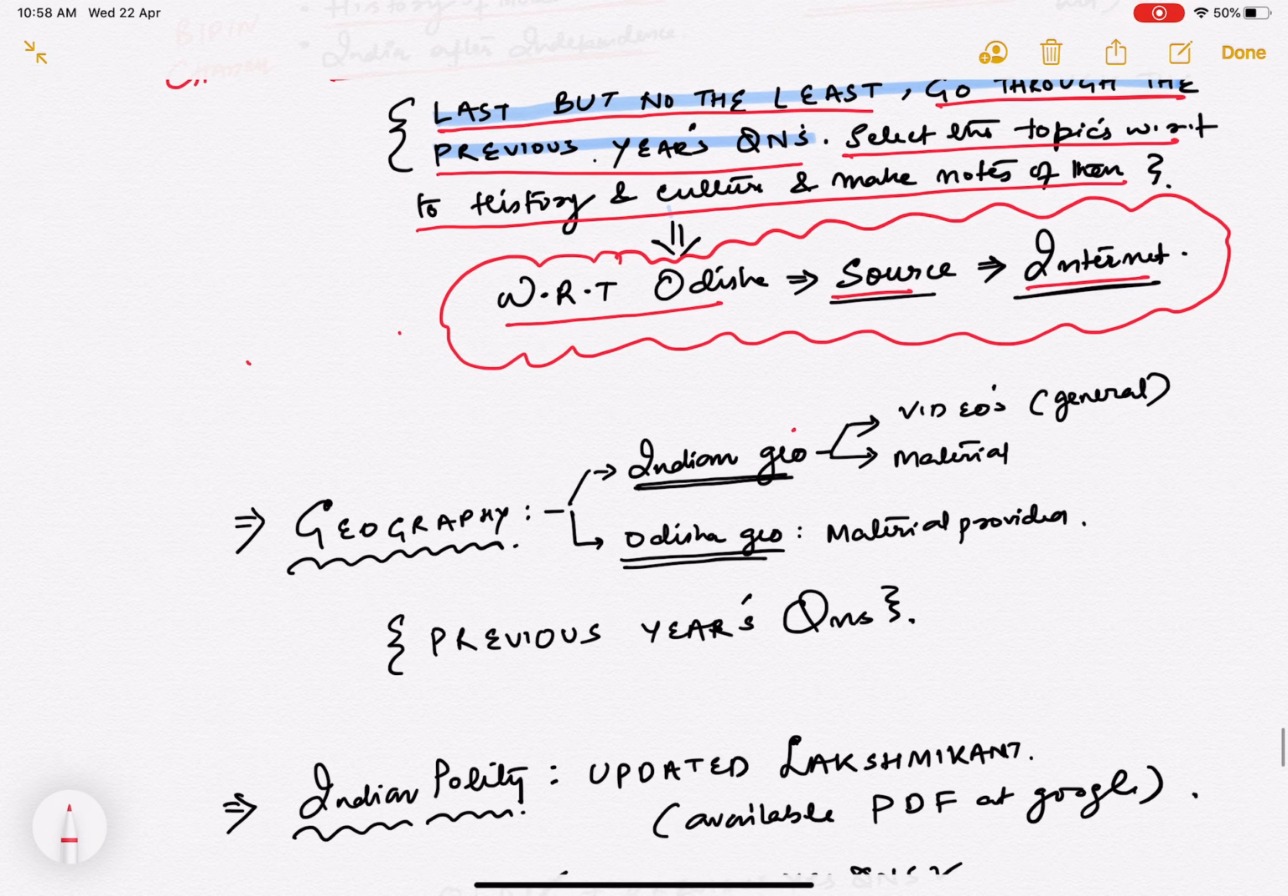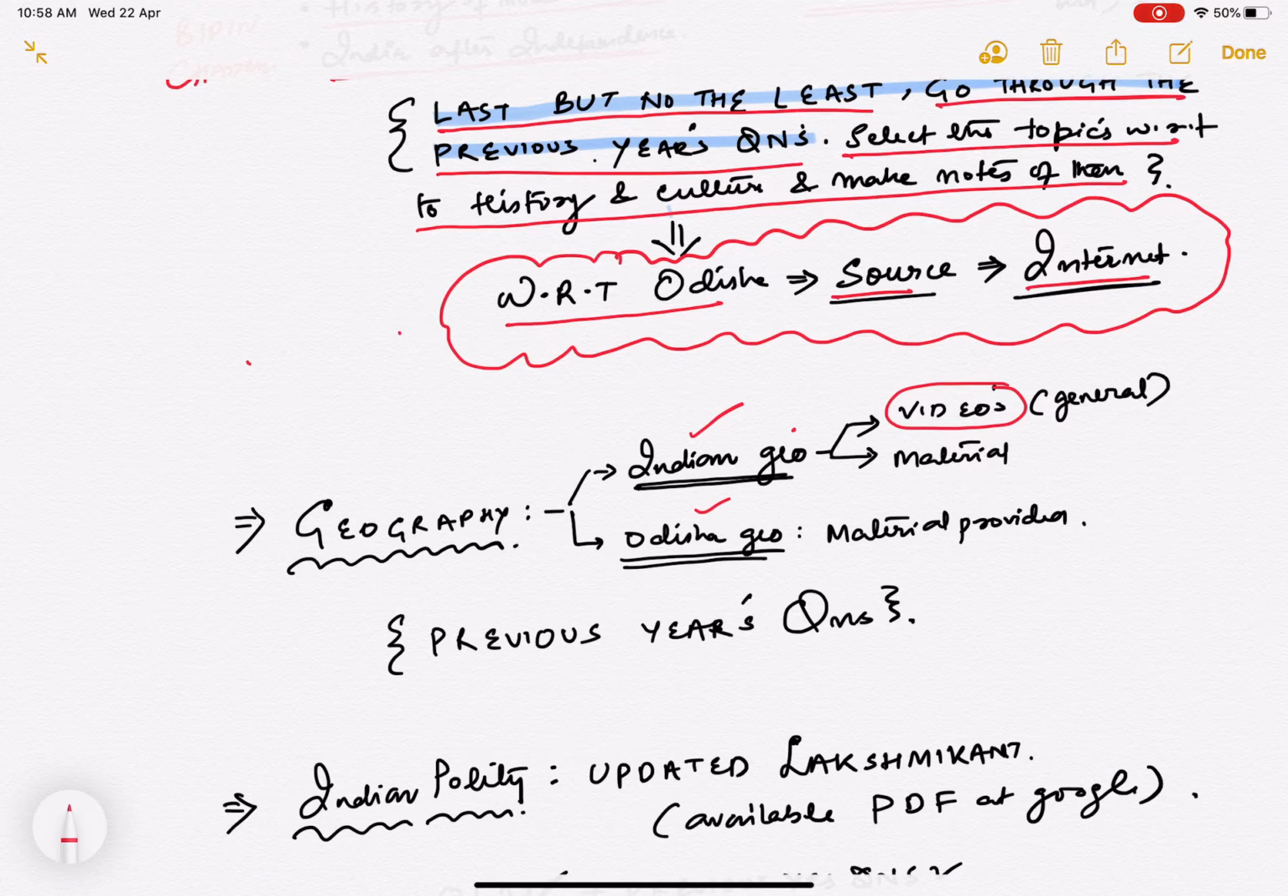Next, let's come to Indian geography. Geography again has two parts, your Indian part and your Odisha part. With respect to the Indian part, I would request you to go through my videos to have basic conceptual clarity. With respect to notes, you can also follow my notes with respect to India itself.